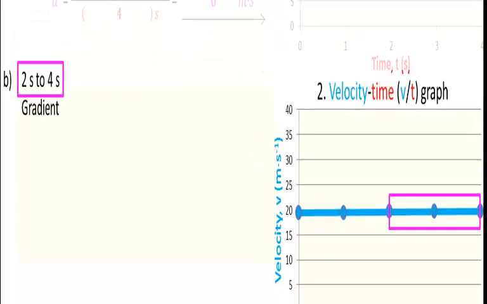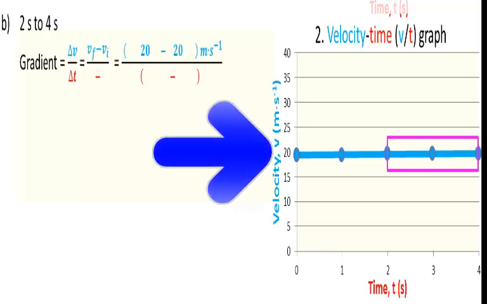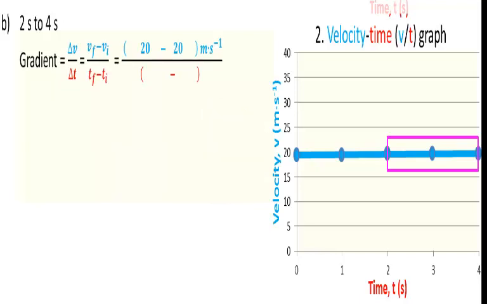Now let's calculate the gradient of the graph for the interval 2 seconds to 4 seconds. We can see anyway that of course the gradient is 0 because this line is flat. There is no slope. But let's do the process anyway. Gradient is rise over run. In this case, change in velocity divided by change in time. For this interval, the final and initial velocities are both 20 meters per second. Change in time is final time minus initial time. For this interval, the final time is 4 seconds, the initial time 2 seconds. Time duration equals 4 minus 2. The interval lasts 2 seconds long.